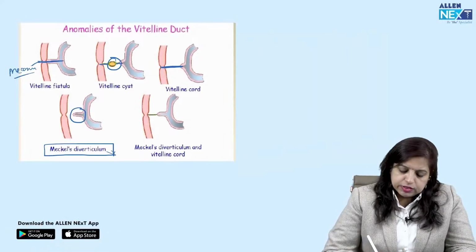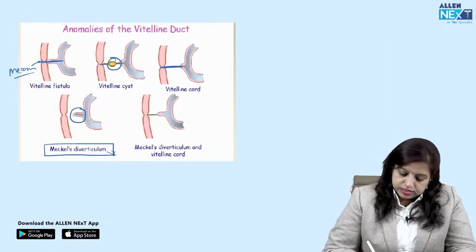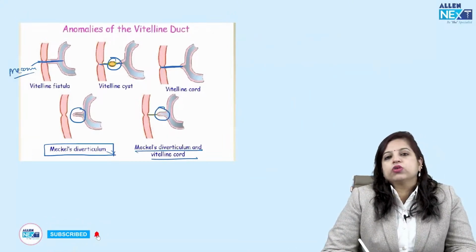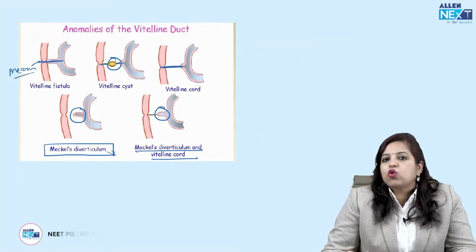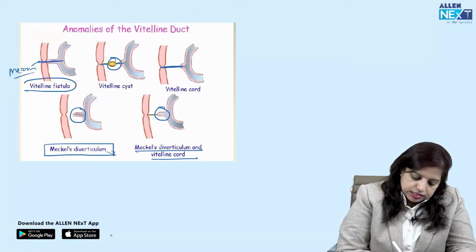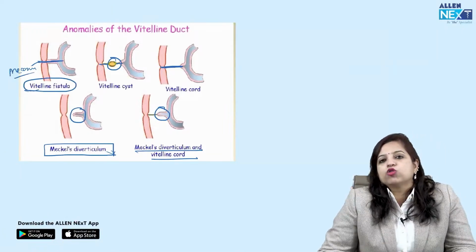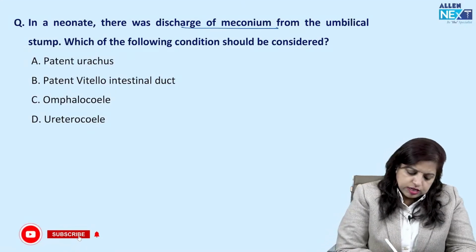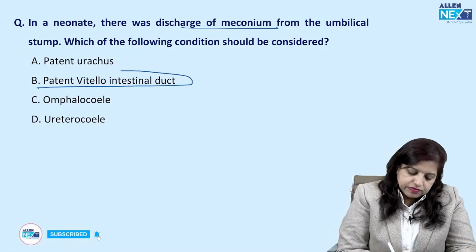And finally, there can be a combination of Meckel's diverticulum and vitelline cord, where the Meckel's diverticulum is connected by means of a cord to the umbilicus. So this vitelline fistula is probably the reason why there is outpouring of the meconium from the umbilicus. So we move back. The answer over here is going to be patent vitellointestinal duct.